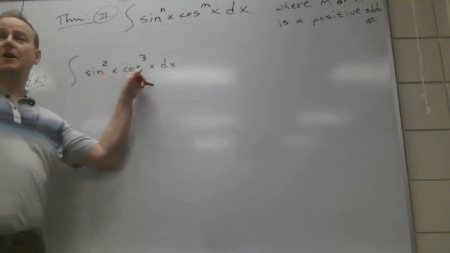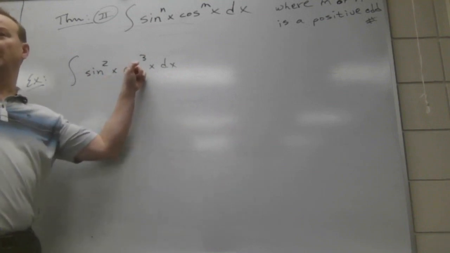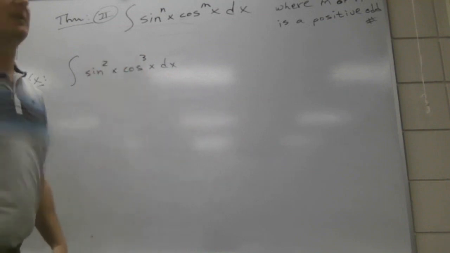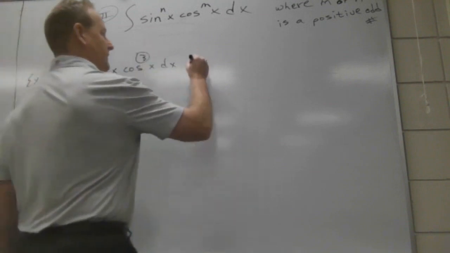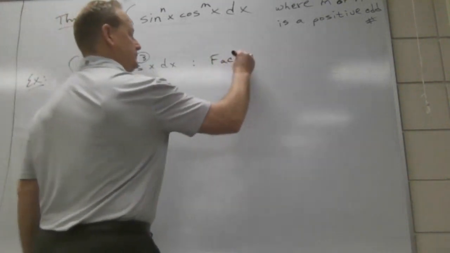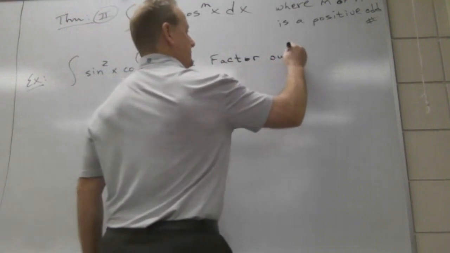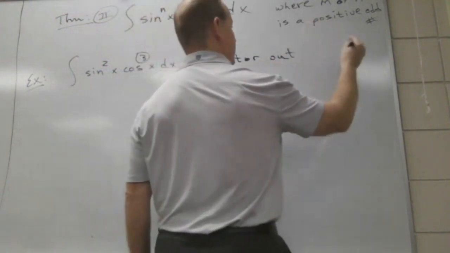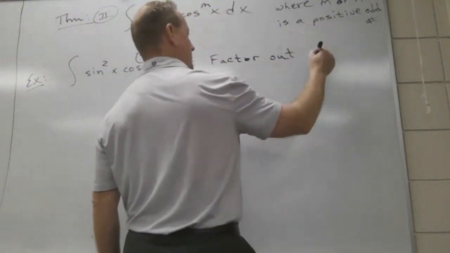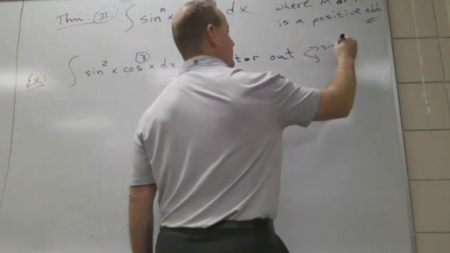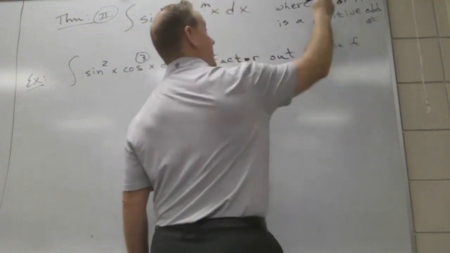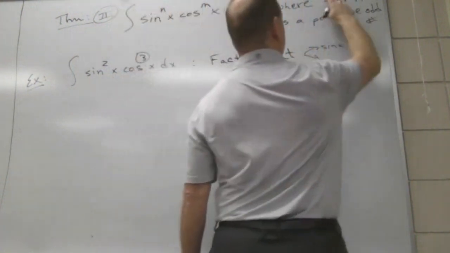Okay, and you're going to want to factor out a cosine because that's going to make the rest of it be an even power, right? So if you have at least one odd power, we're going to pick the one that's odd, and we're going to factor out a cosine. So we're going to factor out, and it's going to be one of 2 ways. So you're going to factor out a sine x if n, which one? So I got m or n.